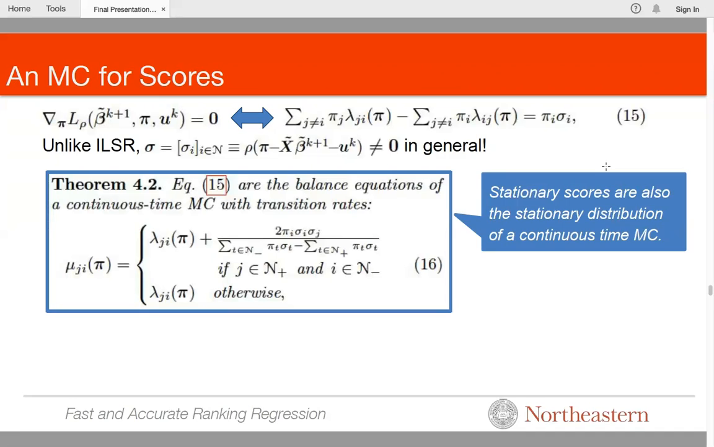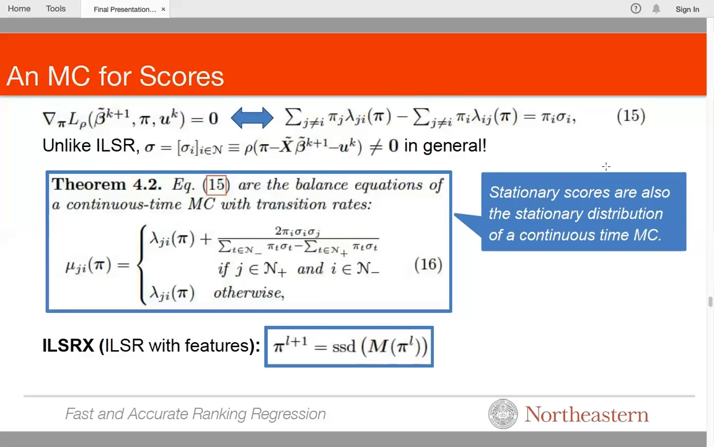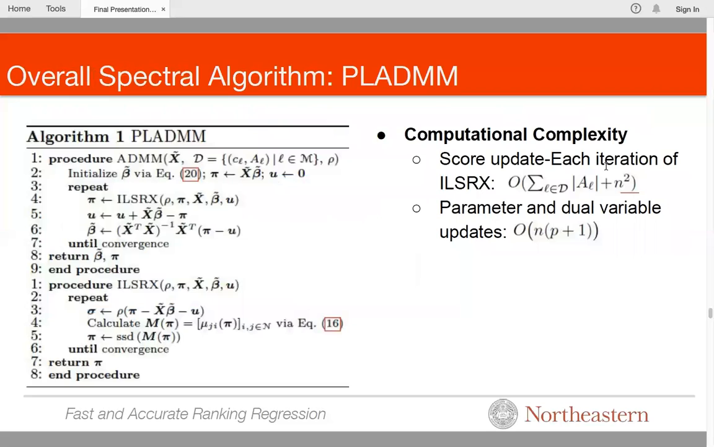Motivated by the observation that the stationary scores at each ADMM iteration are also found by the stationary distribution of a Markov chain, we follow ILSR and find pi's at each ADMM iteration using the ILSR iterates, which we call ILSR with features. Overall, we propose the Plackett-Luce ADMM algorithm, shortened as PL-ADMM, and we update pi, u, which are the dual variables, and beta iteratively until convergence using ADMM. At each ADMM iteration, we use ILSRx until convergence to estimate the pi.